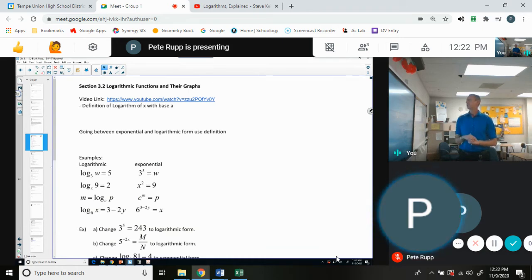Today's section is 3.2 on logarithmic functions and their graphs. There's a relationship between exponential functions and logarithmic functions. I'm going to start out with a YouTube video to explain what a logarithm is, and then we're going to talk about how exponentials and logarithms are related, and do a little bit of math with them. So hang tight and watch this video coming up.